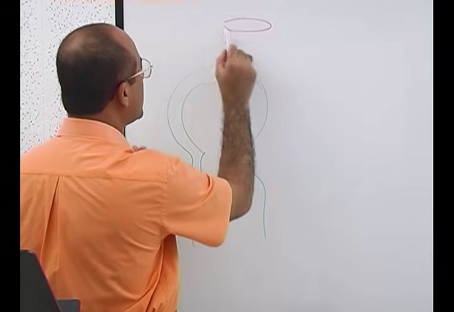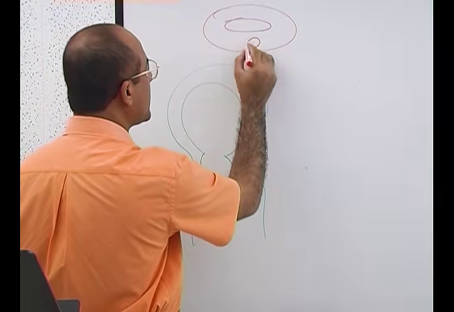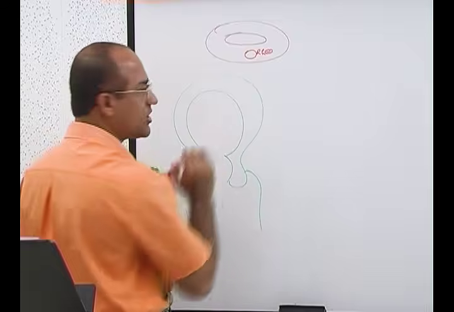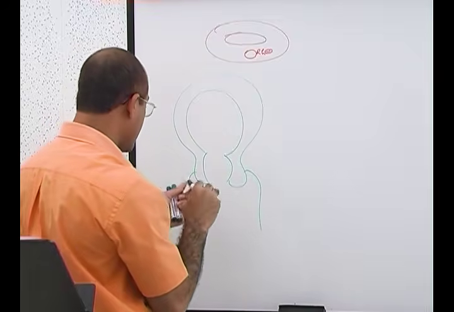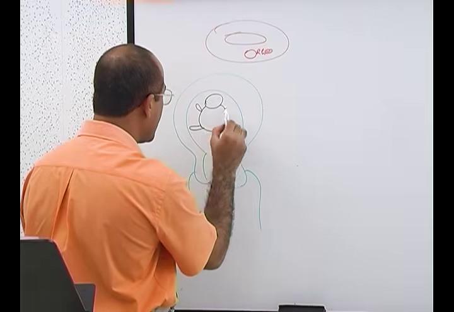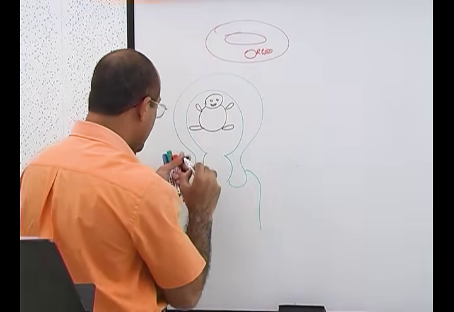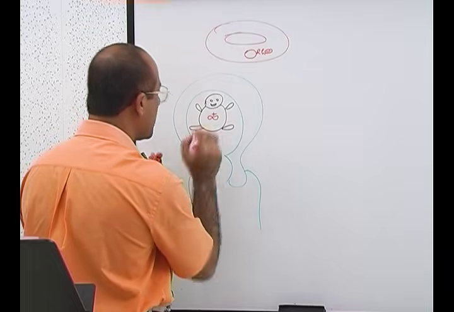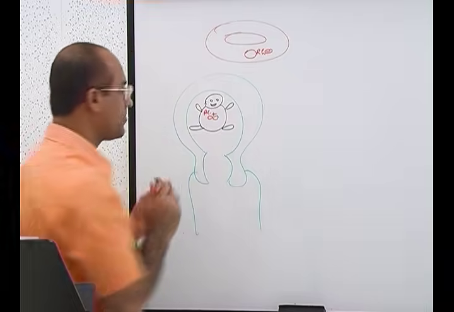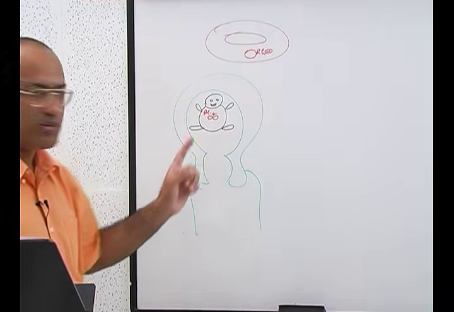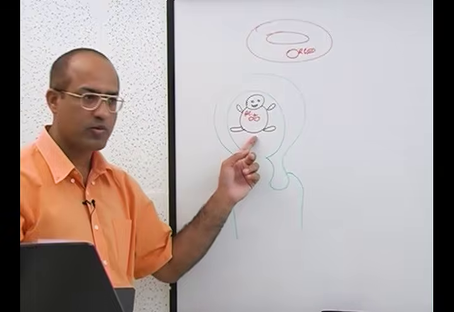This is maternal circulation, mother's circulation. Her RBCs are Rh negative. She does not have Rh antigen. And here is the happy baby, and this baby has RBCs which are Rh positive. She is pregnant for the first time, and this is an Rh negative mother carrying an Rh positive baby.